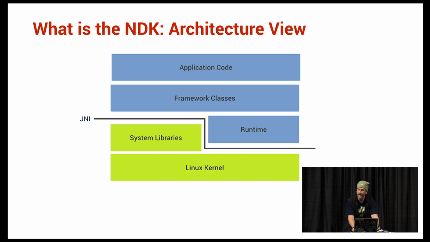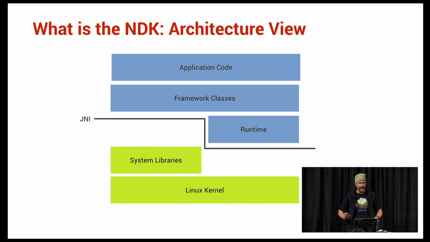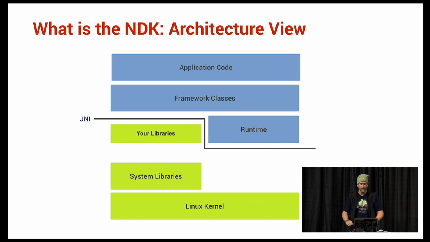Now, the NDK essentially allows you to write a dynamically linked native library. But it can't run directly against the system libraries because these ABIs or APIs aren't stable.